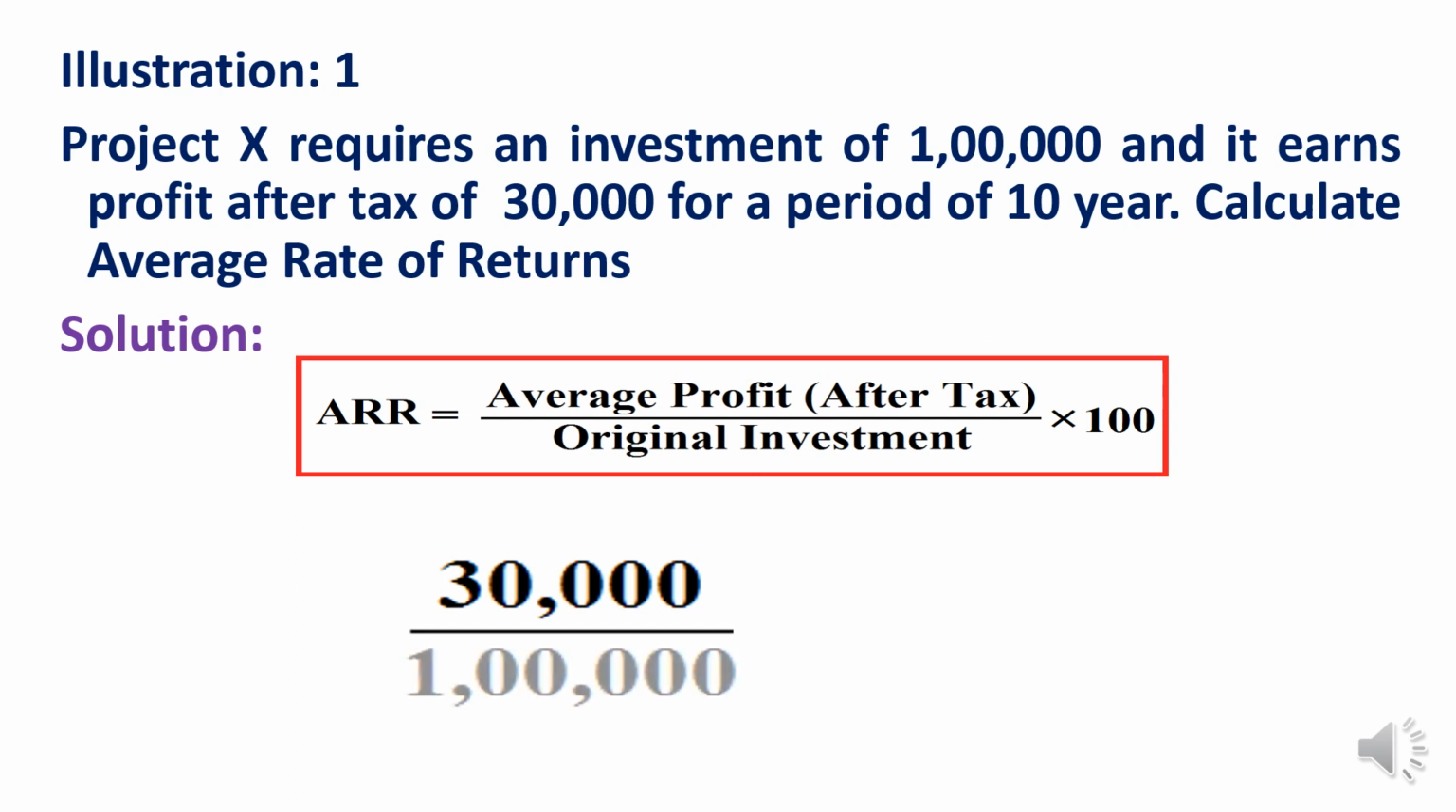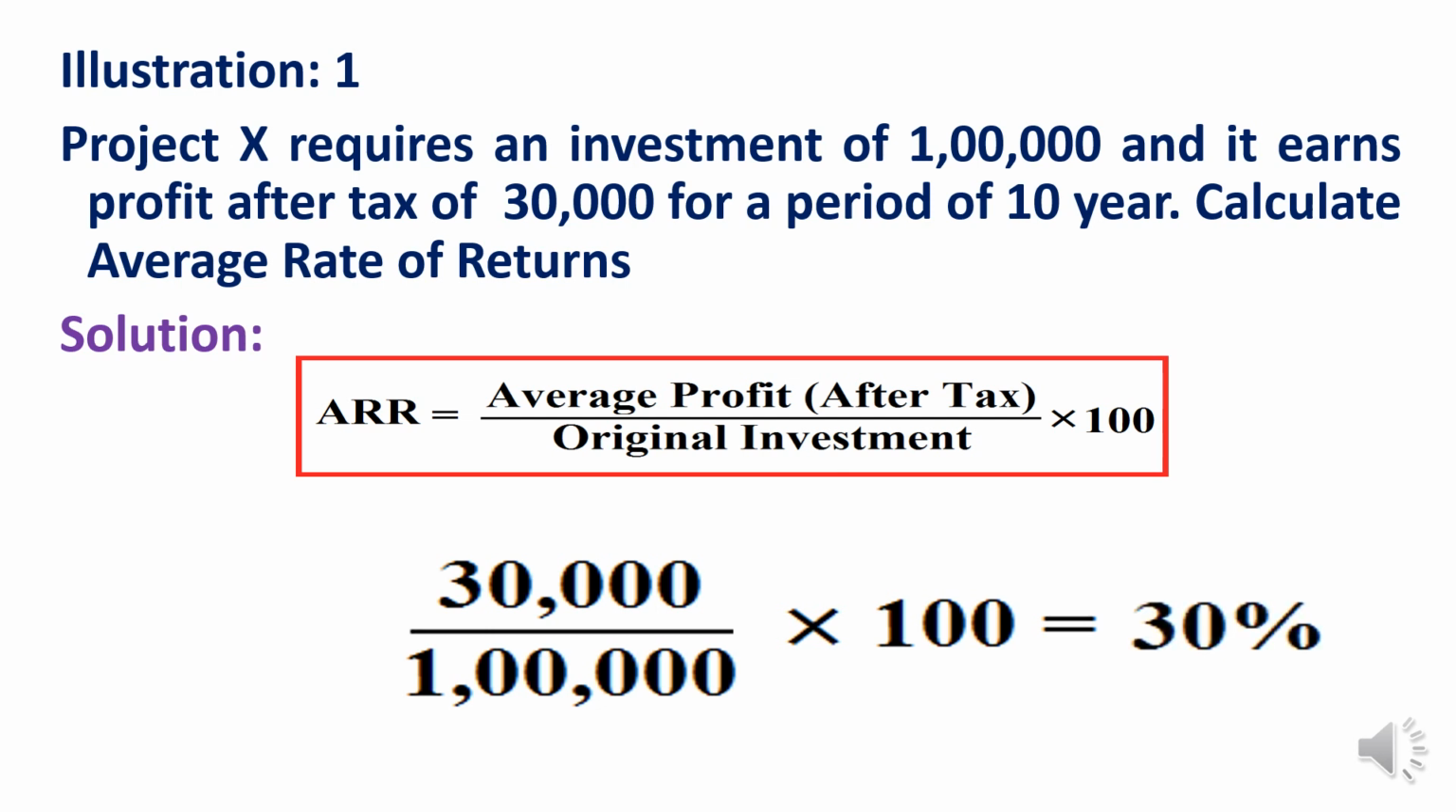30,000 divided by 1 lakh rupees, the investment, into 100 is equal to 30%. In the sense, on average this project is earning 30% every year for a period of 10 years. So like this, very simply you can calculate. We'll take up one more illustration.